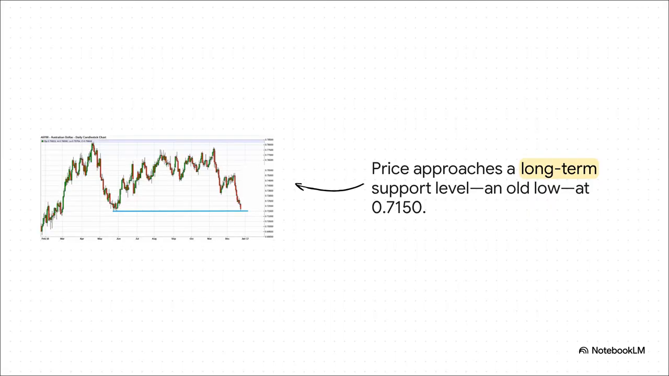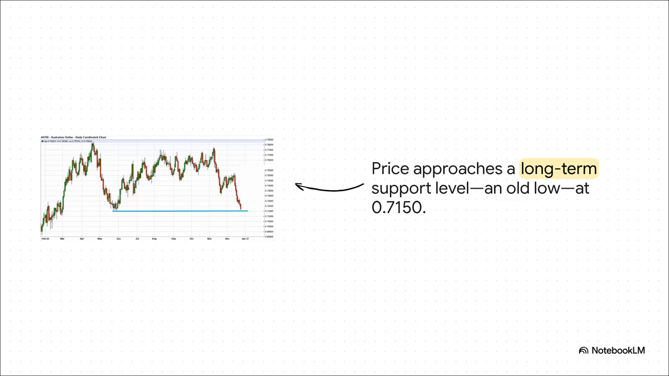So, now we have our fundamental bias, right? We want to buy the Aussie dollar. So we head to the charts. For step 4, we're hunting for clues. And this chart just illustrates the next part perfectly. We're looking at a daily chart of the Australian dollar, and you can see prices drifting down right into a major long-term support level.